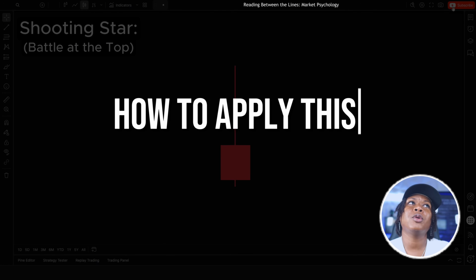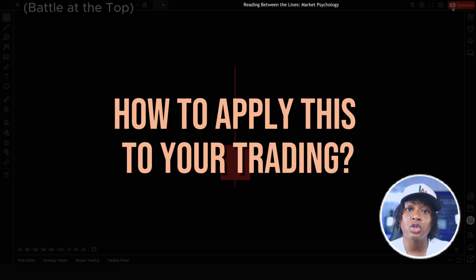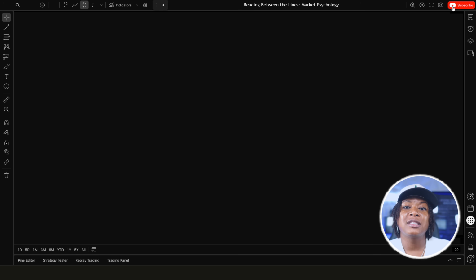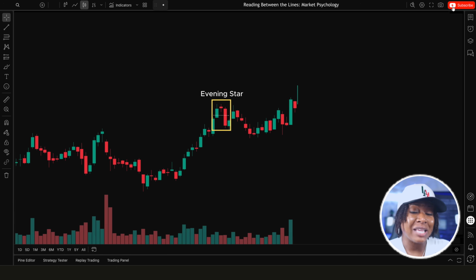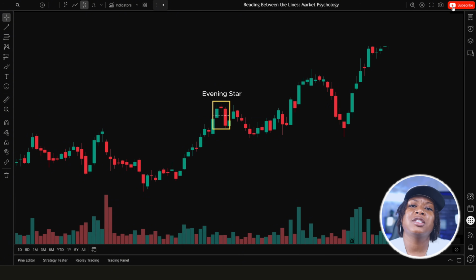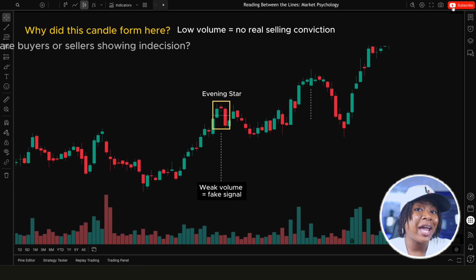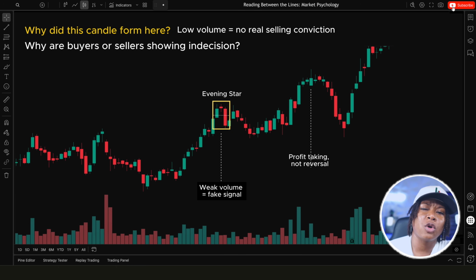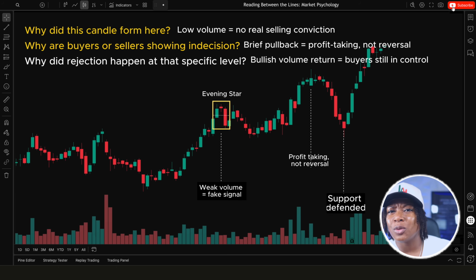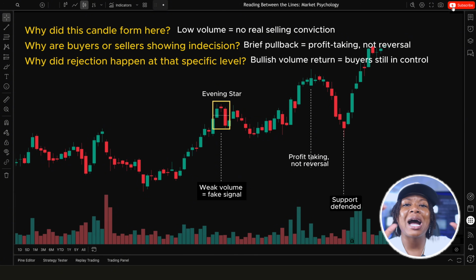Now, how can you apply all of this information to your trading? What I've realized is, instead of just memorizing these actual patterns, start to ask yourself a few questions. Why did this candle form here? Why are buyers or sellers showing indecision here? Why did a rejection happen at that specific level? You can tie it all back to market psychology. So it's the why, not just the what, that's going to give you an edge.